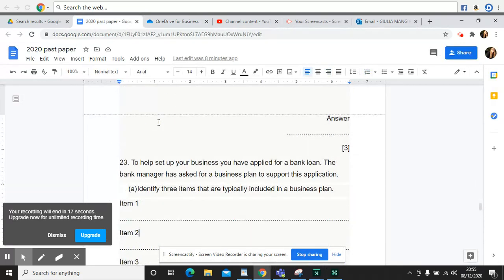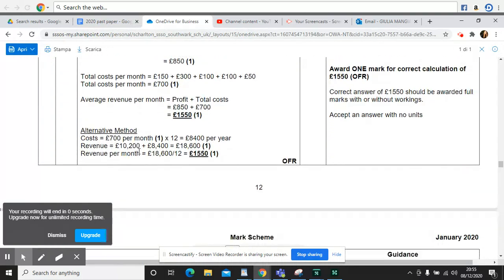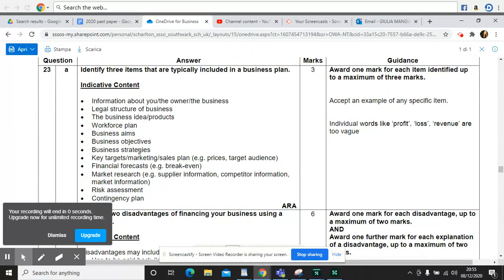Now question 23. To help set up your business, you have applied for a bank loan. The bank manager has asked for a business plan to support this application. Identify 3 items that are typically included in a business plan. This is like in the sheet that I gave you. You could have written any of the things I gave you. If you have a look at the indicative content here for question 23, any of these would have been fine. So have a look, pause the video, take a picture, whatever. But I'm going to have to move on, girls.